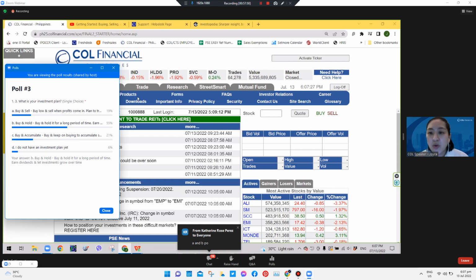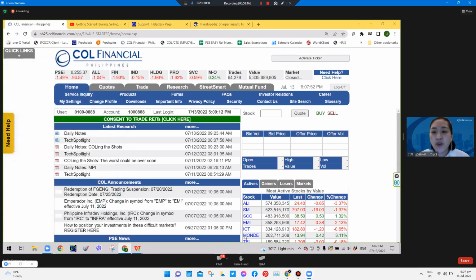So 21% say they want to buy and accumulate. 19% say that they want to buy and sell. And last, for those who don't have an investment plan, don't worry, I'll make a suggestion later. I just want to show each and every one what you can use if you have these investment plans. Let's do first the buy and hold.